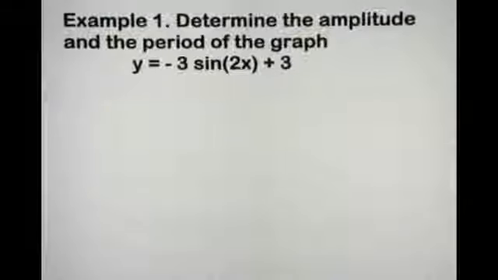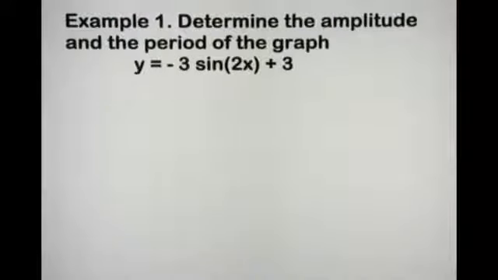So now we have example 1. Determine the amplitude and the period of the graph y is equal to -3 sine 2x plus 3. Amplitude is the height of the sine, and period is the length that is repeating. So now we are starting with the sine curve.